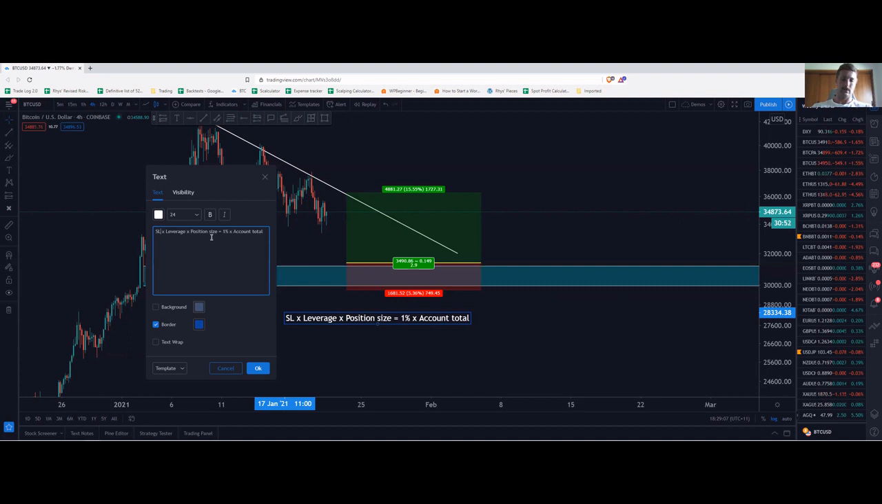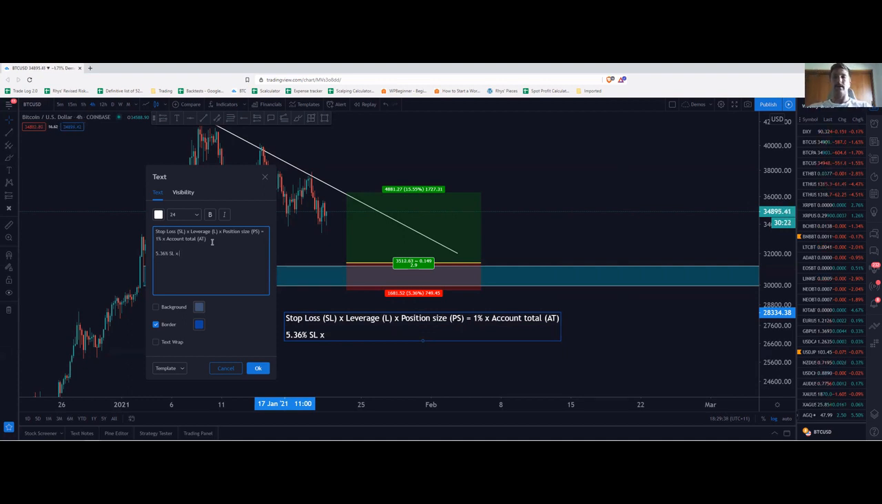I'll write this up properly so that you can just look at the terms. We'll call leverage L, we'll call our position size PS, and account total AT. All right, so in our example, you can see that we have a stop loss of 5.36%. 5.36% stop loss times, now we can pick our leverage.